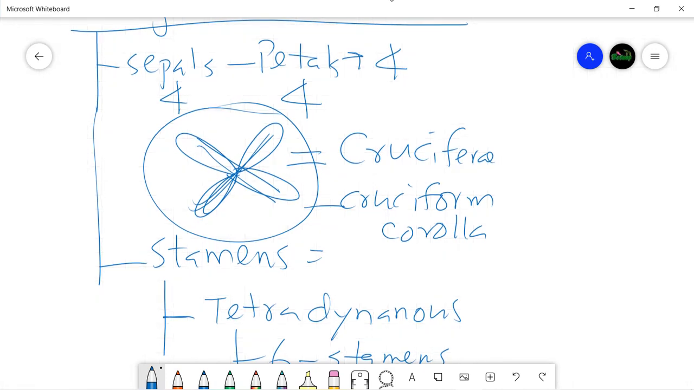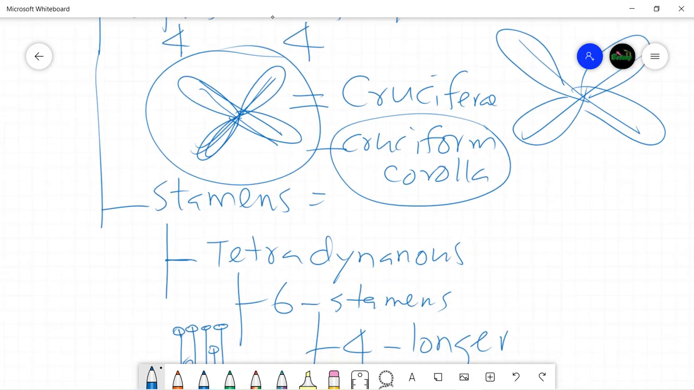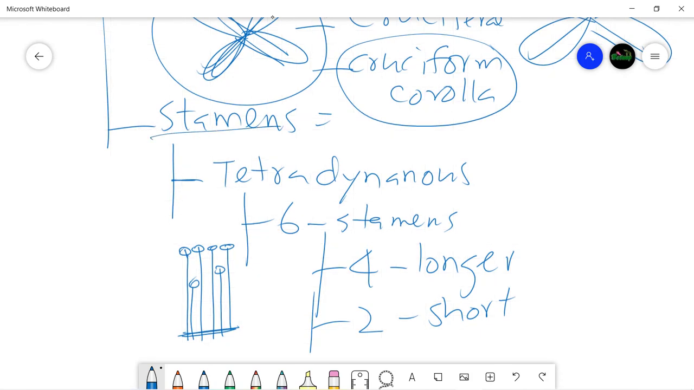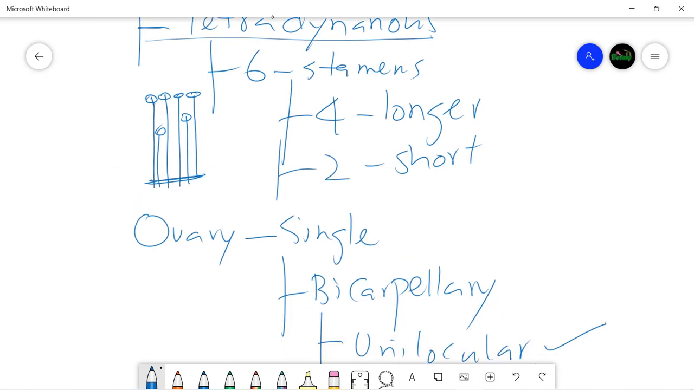Diagnostic characters: it has sepals and petals. Mostly we refer to the petals. So there are 4 petals and they are arranged in a cross diagonally like this. They are arranged like a cross, so it is known as cruciform corolla. Then we have 6 stamens, and they are known as tetradynamous because 4 are long and 2 are short like this. So it is tetradynamous.